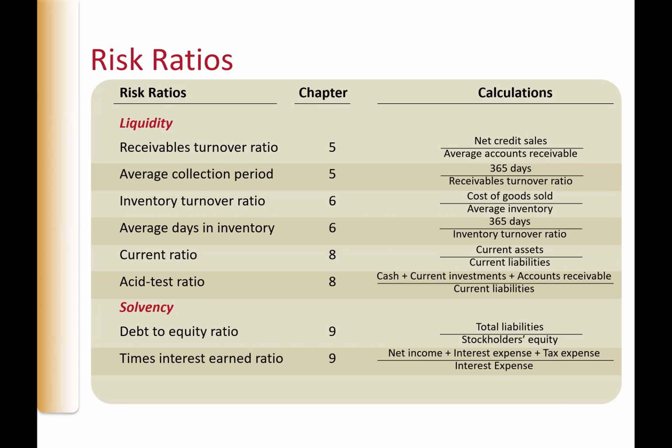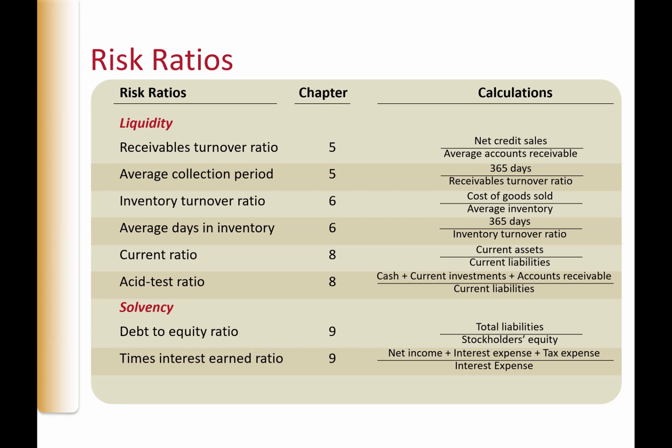The current ratio and the asset test ratio show your ability to pay your current liabilities as they come due. We know that the asset test ratio is more stringent than the current ratio because the current ratio deals with all current assets, but the asset test ratio really deals with those you're really converting to cash right away. Cash, current investments, and accounts receivable.